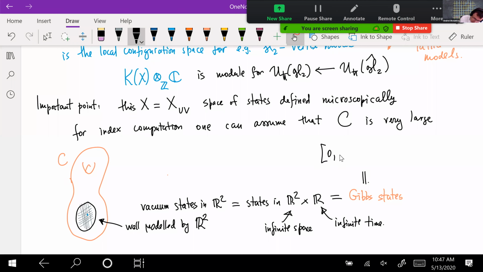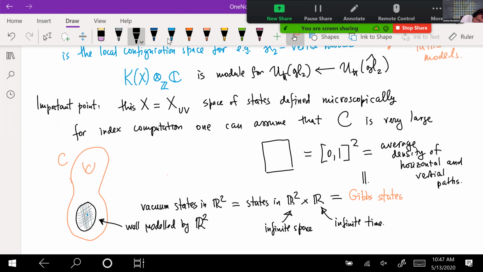This is parameterized by [0,1] squared. This is the average density of horizontal, vertical paths. So it's like a square here. And it gets its square. It actually has a natural complex structure. That complex structure comes from the surface tension. There's some interesting function on this space. It's a surface tension, which in general for the six vertex model we only know slightly implicitly, but that gives it a natural metric, and the conformal class of that metric is its natural complex structure.